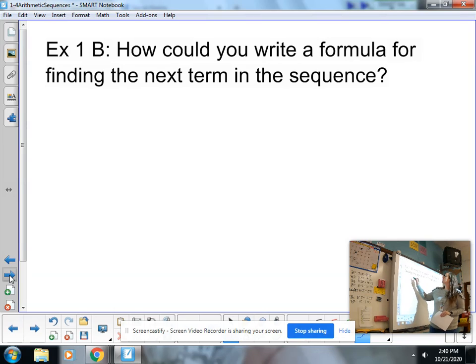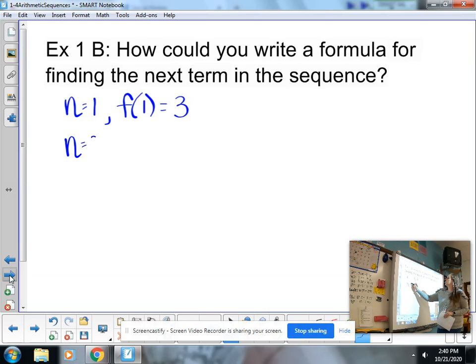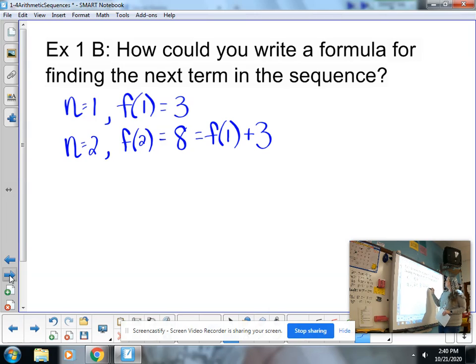So n is equal to 1. My f of 1, this would be like my f of n, was 3. So the very first term in the sequence was 3. The second term in that sequence was 8. Now, how did we get that 8? Well, we took the first term and we added 5 to it.